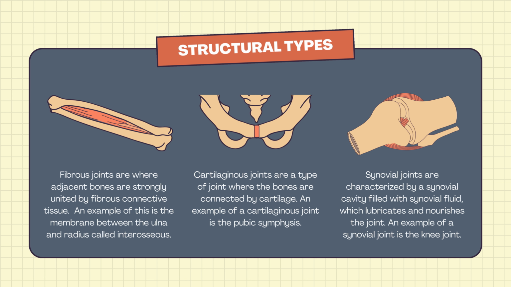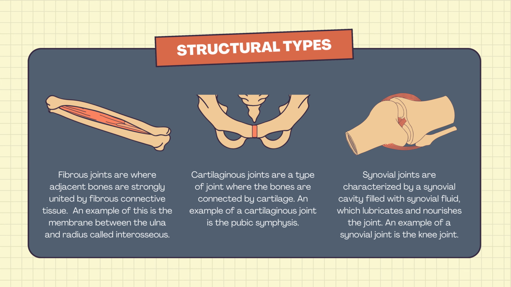Cartilaginous joints. Cartilaginous joints are a type of joint where the bones are connected by cartilage. An example of a cartilaginous joint is the pubic symphysis. Synovial joints. Synovial joints are characterized by a synovial cavity filled with synovial fluid, which lubricates and nourishes the joint. An example of a synovial joint is the knee joint.